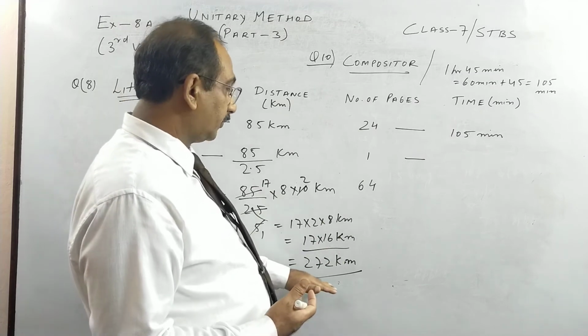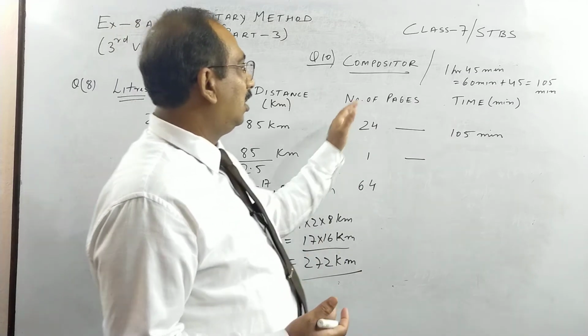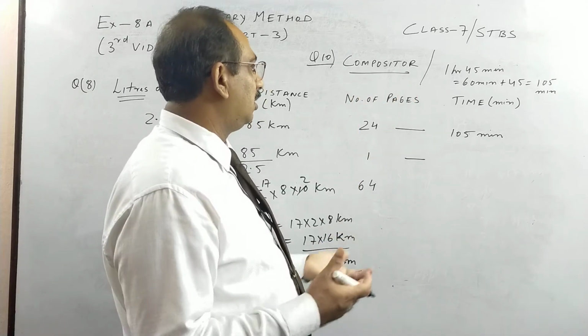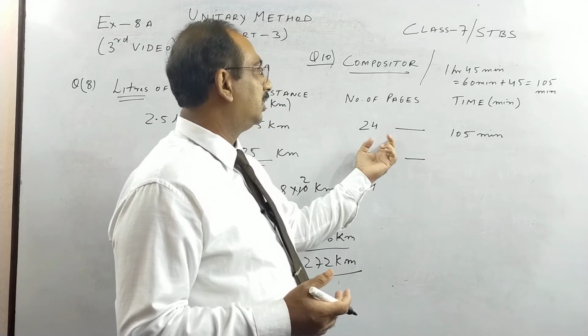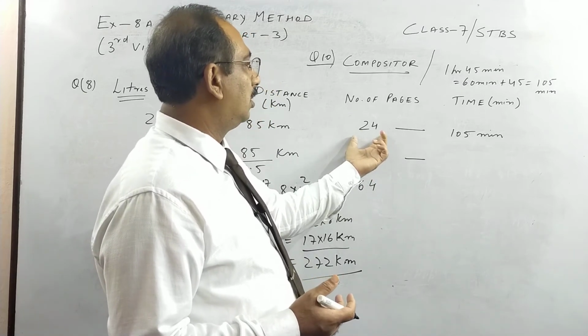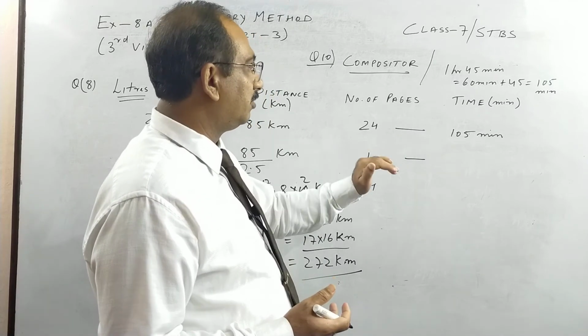So last question of this session, children. We move on to a compositor. Means he composes, he makes 24 pages in 105 minutes. 24 pages in 105 minutes.